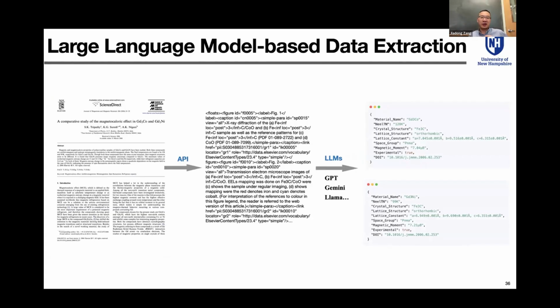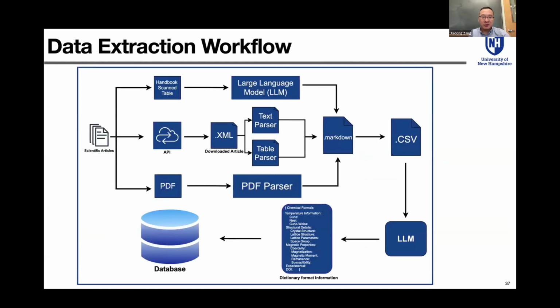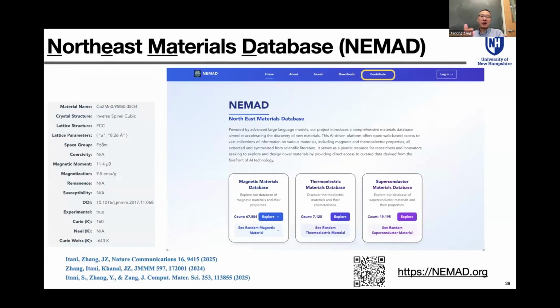We convert this PDF to text. Then we feed this text to a large language model and extract the correct information. This information would include the chemical information, the chemical formula, the structure information, and all the magnetic information that we need. And then eventually we build a database that is open to the public.